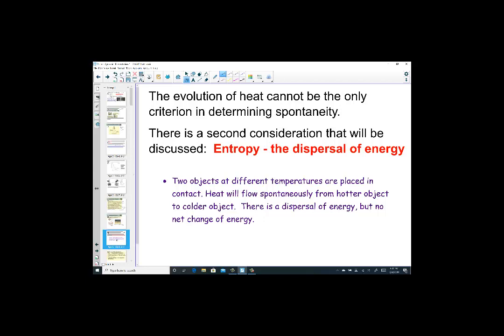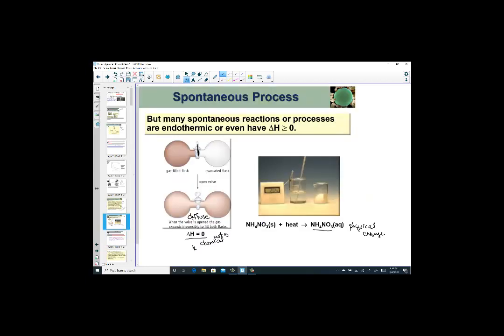So the evolution of heat is the delta H that we examined in our last chapter called enthalpy. It cannot be the only criterion in determining spontaneity. There must be another consideration to force reactions in the direction toward equilibrium. And let me kind of verify what we're saying. Delta H here is 0, no change in enthalpy, and yet this is a spontaneous reaction. Here, delta H is actually positive.